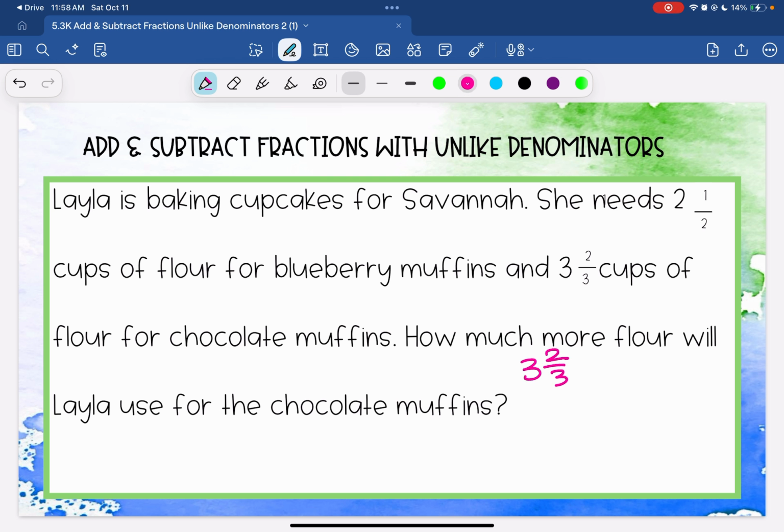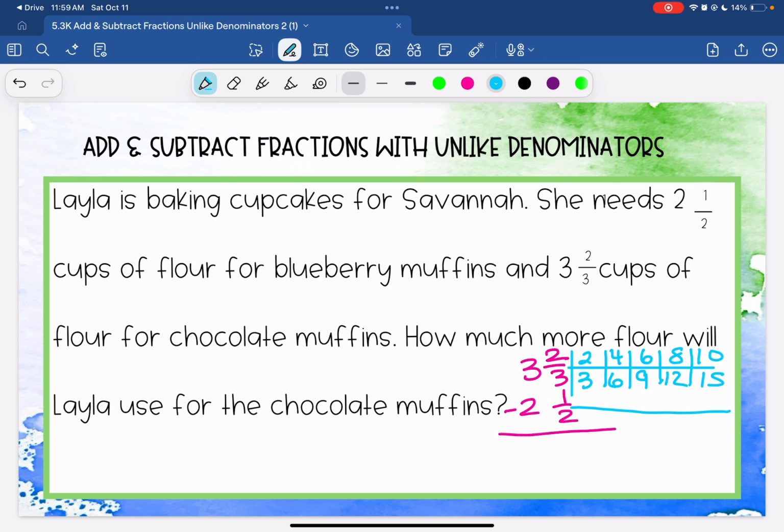3 2/3 minus 2 1/2. We're going to do the exact same thing, and we're going to get common denominators by skip counting, doing our multiples. And I encourage you to really try to work on keeping it organized. So I got 2, 4, 6, 8, 10, and then I have 3, 6, 9, 12, and 15.